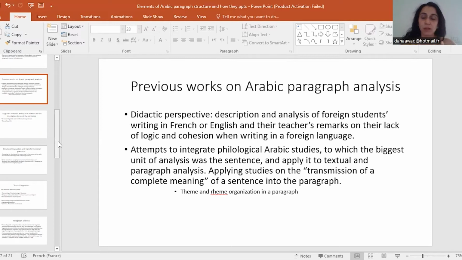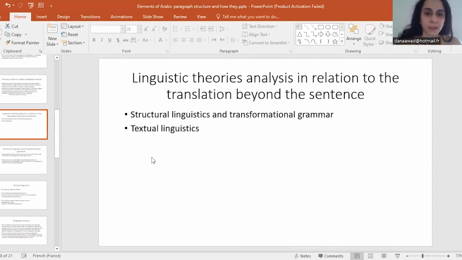So they try to apply their sayings and their statements into paragraph analysis, especially in the theme and rheme organization. So theme and rheme, usually there is a theme and rheme in a sentence, and they try to extend it to the organization of theme and rheme in the paragraph, inspired by rhetorical analysis of a sentence.